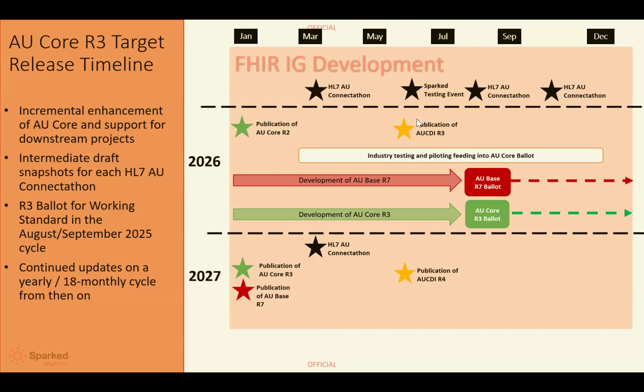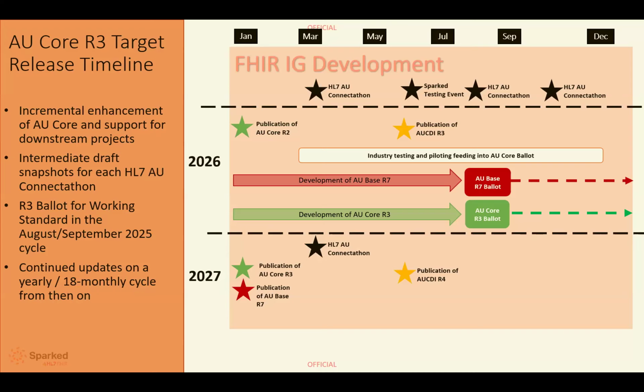But I'm not aware of any specific data groups or elements that are currently planned in AUCDI R3. Depending on what we will be working on in R3, because some of the profiles in AU Core aren't in the core part of AUCDI, they're in other parts, that could still be something that gets worked through.